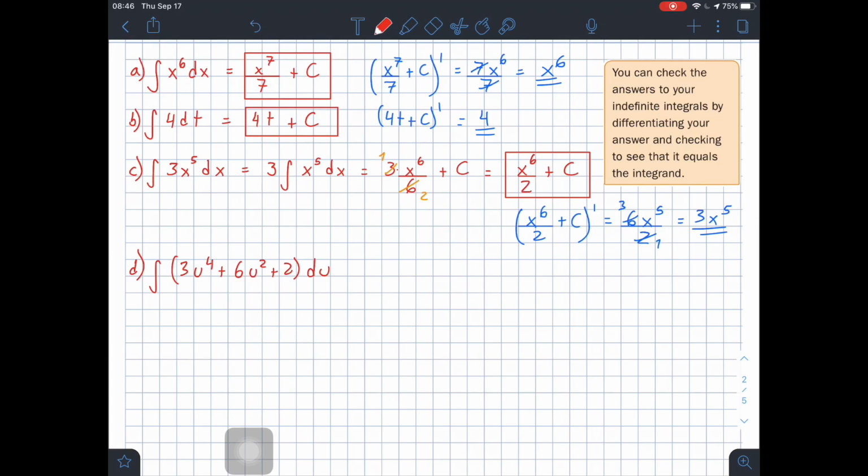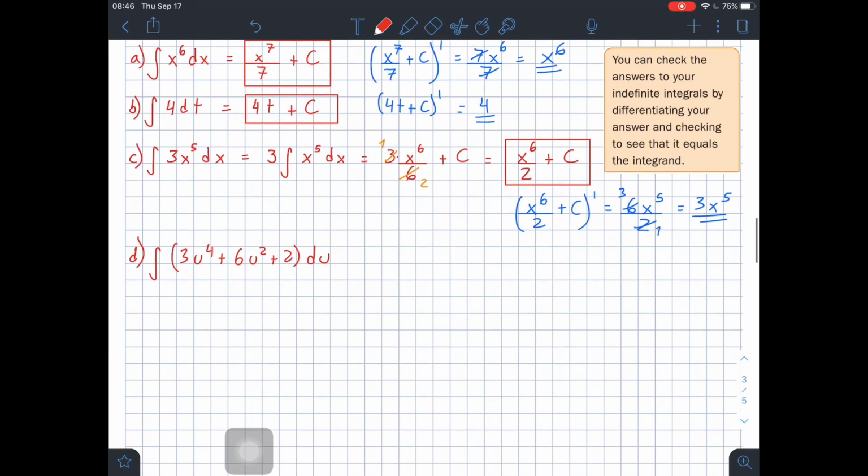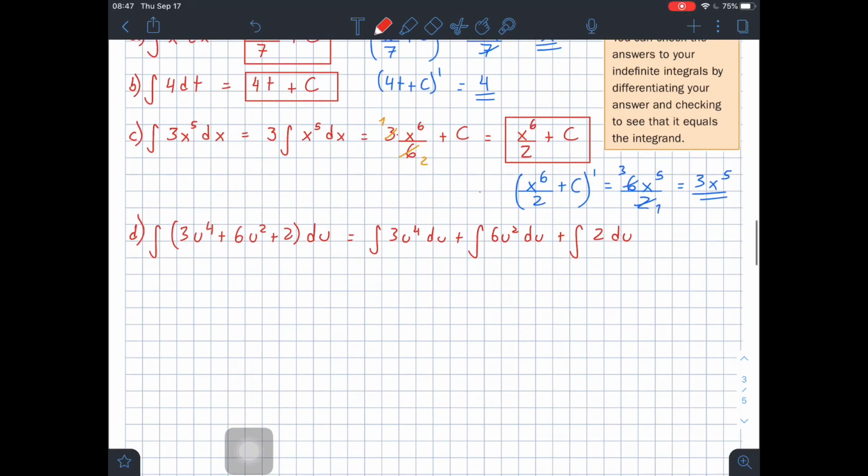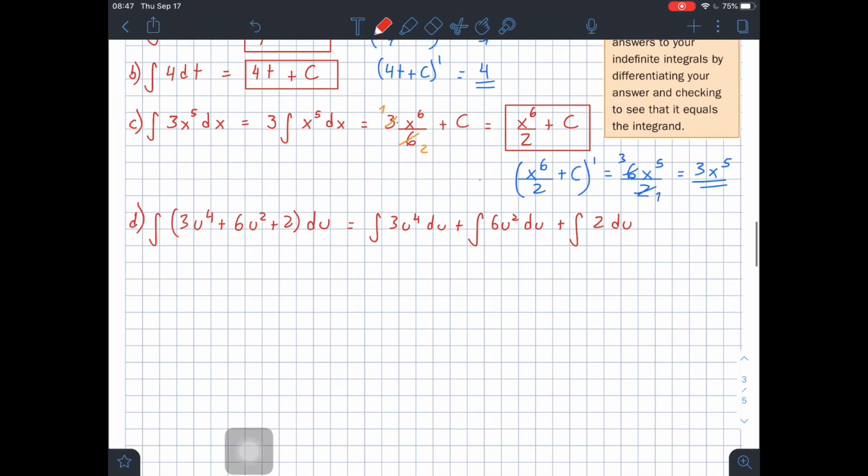You don't need to show that process. You could directly find the integral of this plus the integral of this plus the integral of this. But since this is the first time we're doing this, I'm going to show the step-by-step process. This is the same as saying integral of 3u^4 du plus integral of 6u squared du plus the integral of 2 du. Okay, we separate all of the different terms of the expression and find the integrals of each of them independently, right?